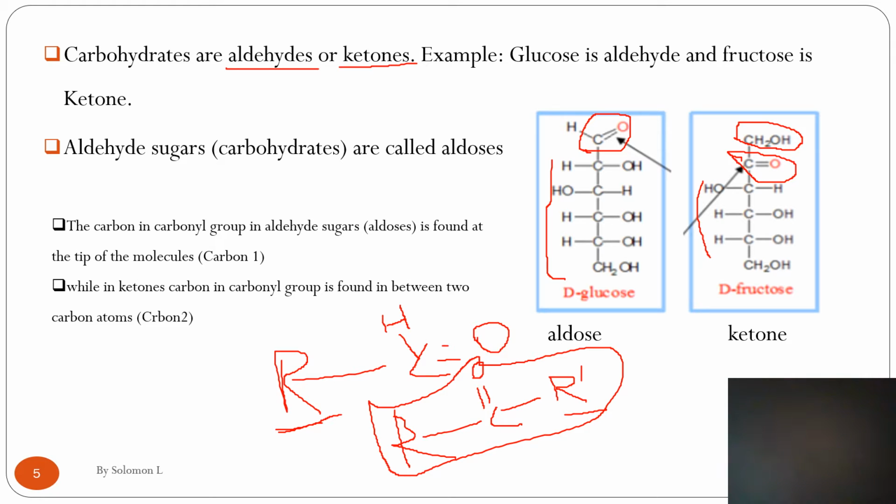Or in other words, you can say that in aldehydes, the carbon in the carbonyl group is considered as carbon number 1, whereas the carbon in the carbonyl group for ketones is considered as carbon number 2. This is their difference. As an example, glucose is an aldehyde sugar, whereas fructose is a ketose sugar.